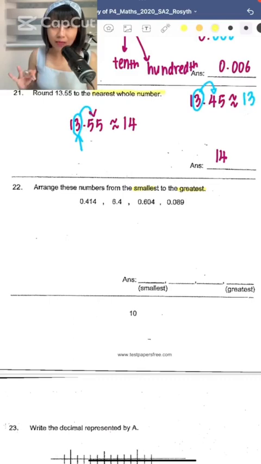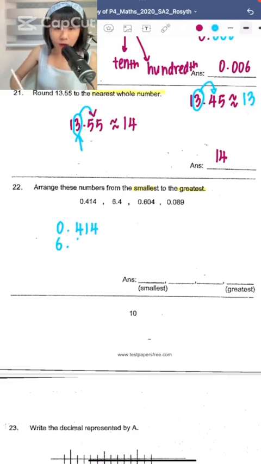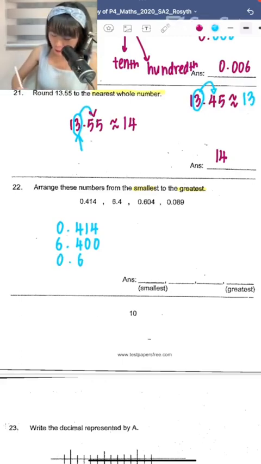For question 22, arrange the numbers from the smallest to the greatest. To prevent careless mistakes in the comparison, always try to write your decimals from top to bottom, in order. So for example, 0.414, 6.4. If it ends there, just add 0, 0. You can just add zeros at the back behind the decimal. The next one, 0.604, and the last one is 0.089.